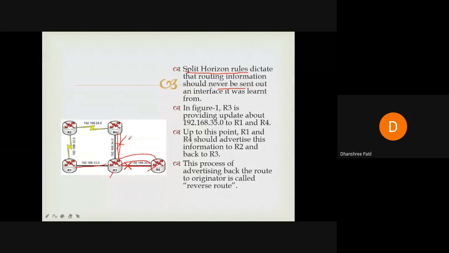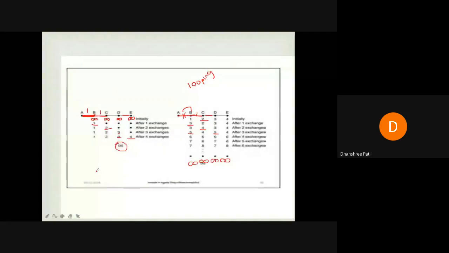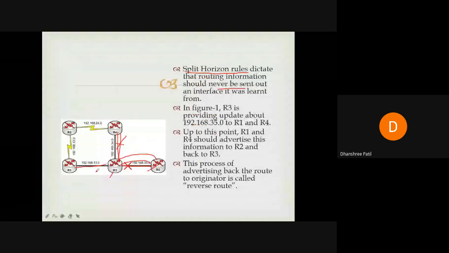This connection is lost. What will happen? Obviously the same condition as the count to infinity problem. So according to this rule, once the information is passed from R4 to R3, R3 should not again contact R4. Do not contact again the one from whom the information came. In this way, the count to infinity problem can be avoided, or looping between the routers can be avoided.